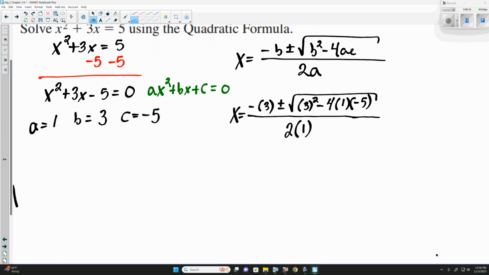Questions on this so far? Now we're going to do some simplifying. Our -3 is, well, just -3. Our 2 times 1 is 2. Now I'm not going to plug the square root in. I'm going to take everything inside the radical first. So we have 3 squared minus 4 times 1 times -5.